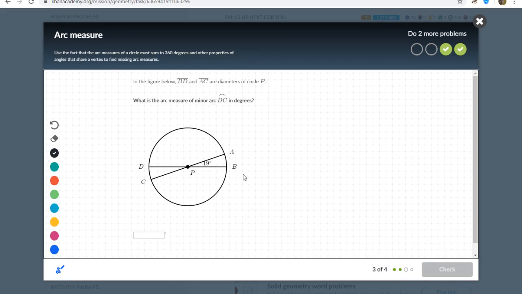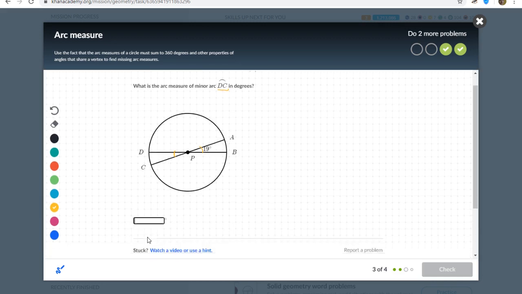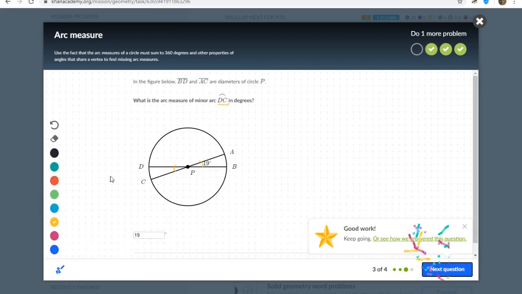Alright, here's more or less the same problem. This wants the minor arc DC in degrees. It wants the shortest way to get from D to C, which would be right here. Oh, and look at that. They have to be the same because they're between diameters. So, 19 degrees.